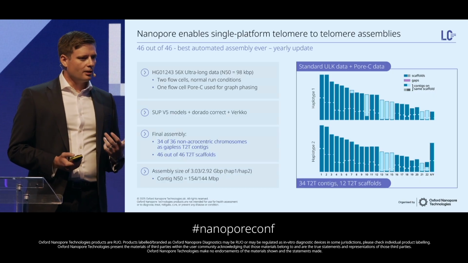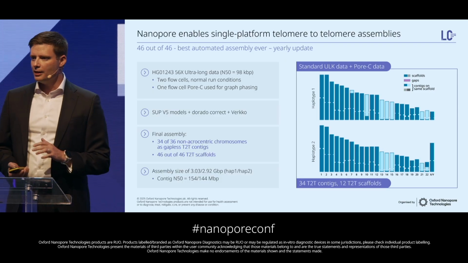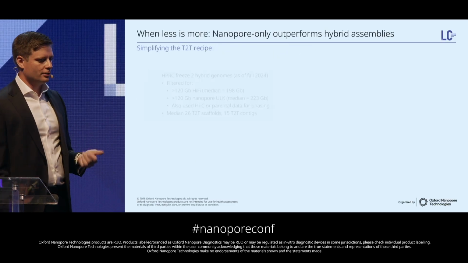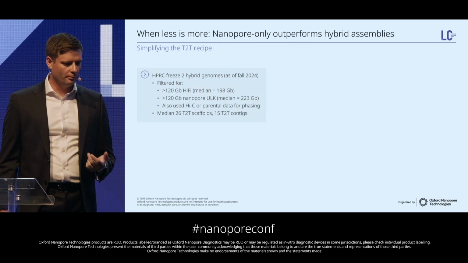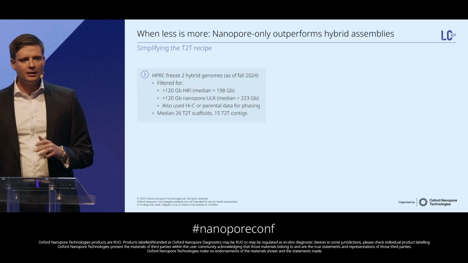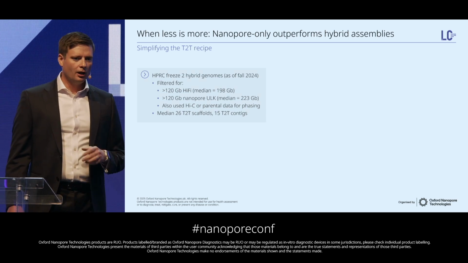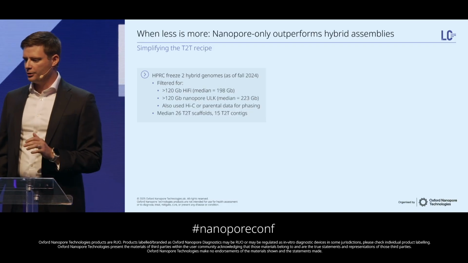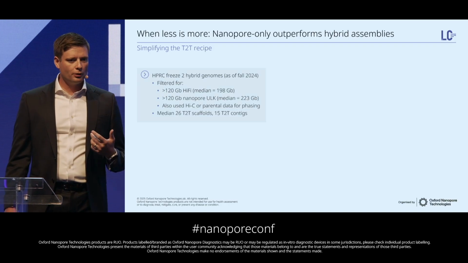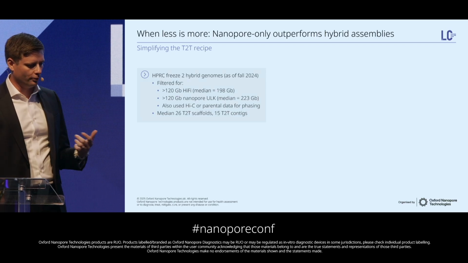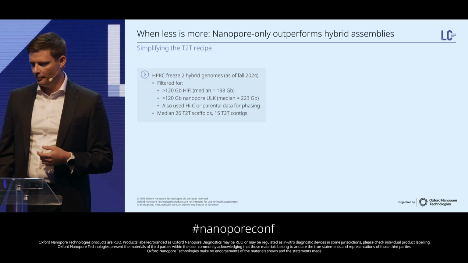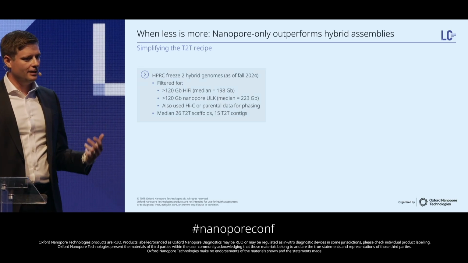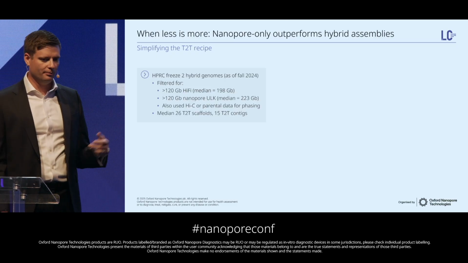Now, while this is the best of the best in the assemblies we've produced, it is not an outlier. To demonstrate this, we compare nanopore-only assemblies to the recently released HPRC (Human Pangenome Reference Consortium) Freeze-2 hybrid genomes. This is an incredible data set just published of hundreds of genomes assembled with what was last year the absolute gold standard for de novo assembly, a hybrid approach utilizing both HiFi and Oxford Nanopore ultra-long reads, as well as long-range phasing information. They applied this to hundreds of samples and got a median of 15 telomere-to-telomere contigs across all of these assemblies.